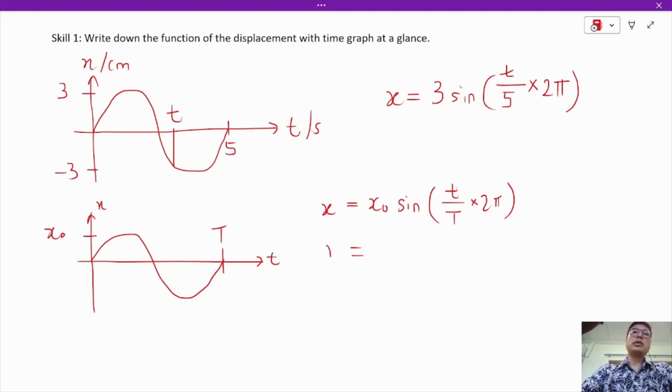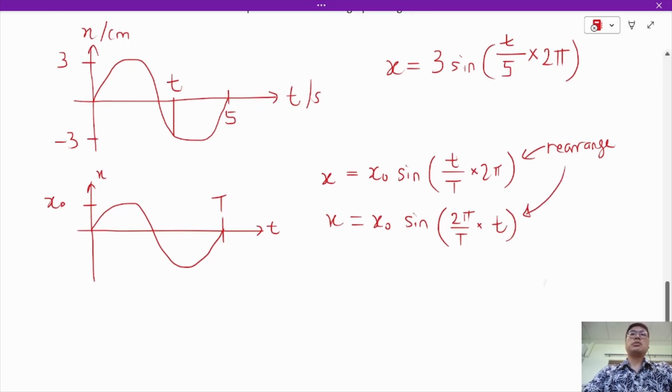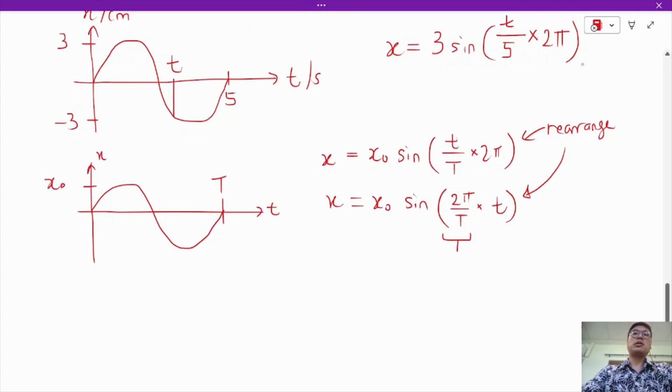Now, what we also like to do is rearrange this thing to get x equals x naught sine. Instead of putting the t over big T, we'll put 2 pi over T multiplied by small t. So we rearrange it into this fashion. Now, do you notice something? 2 pi over T. When have you seen it before? That's right, circular motion. 2 pi over T is called omega. Only in this case, it's called the angular frequency of the oscillation.